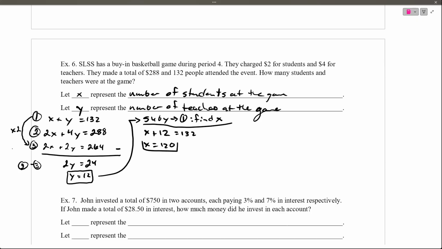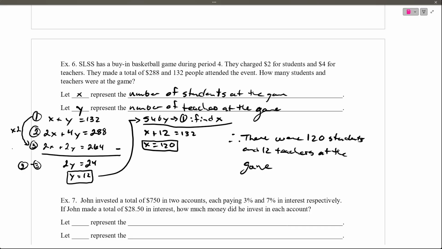Wow. That makes sense when you think about it from a school's perspective, because x is the number of students. That means, therefore, there were 120 students and 12 teachers at the game. Okay, so those two were exactly the same.